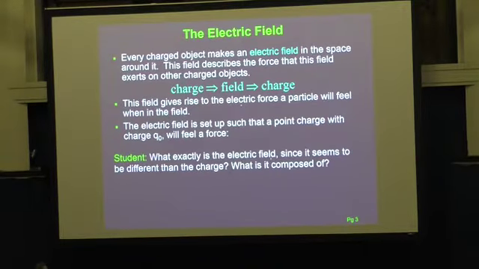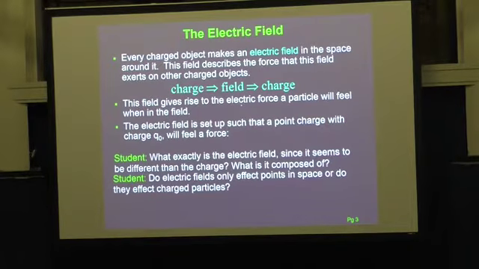What exactly is the electric field, since it seems to be different than the charge? What is it composed of? Well, that's a great question, sort of a difficult one, but the idea is that the charge creates this field in the region around it. So it's different from the charge. It's sort of the effect that the charge has in the region around it.